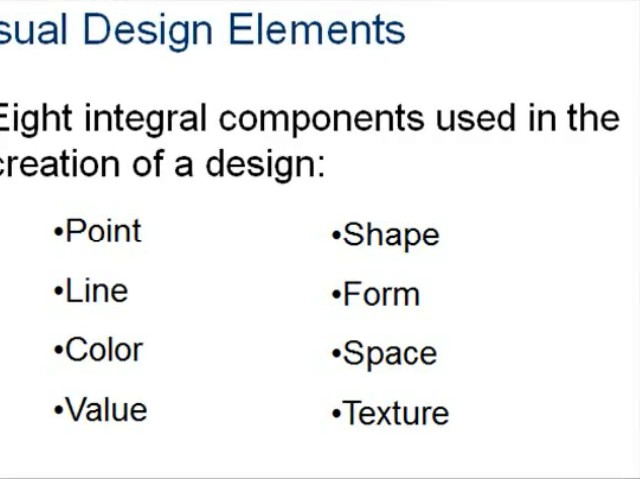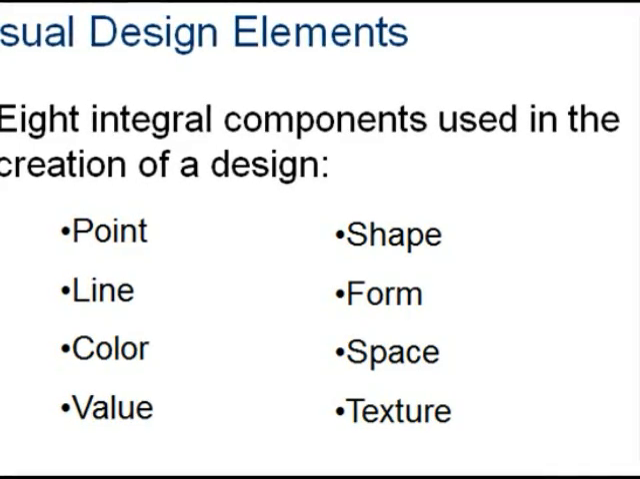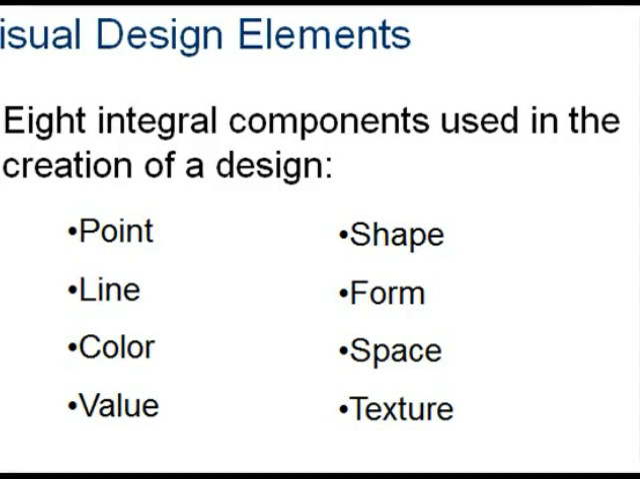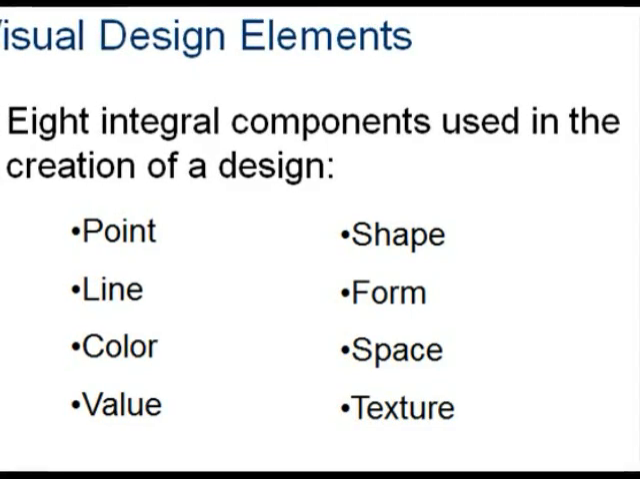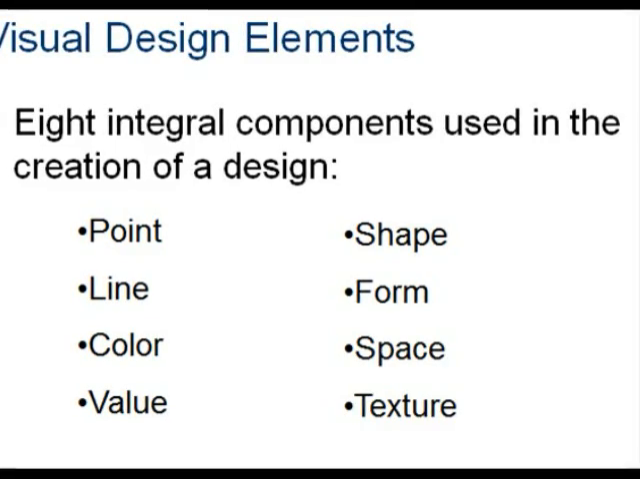Shape is a 2D area enclosed by lines or curves. There are 3 different types of shapes: geometric, mechanical, and organic. Form is 3D, volume, or a solid. Form is often implied on a 2D surface with the use of value.